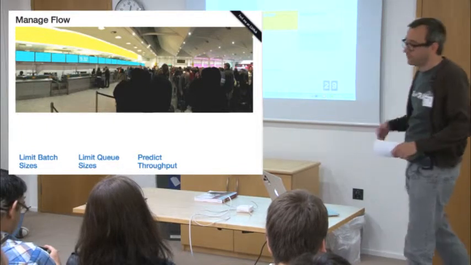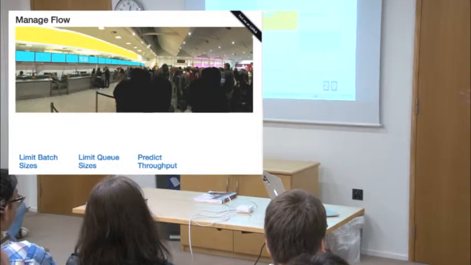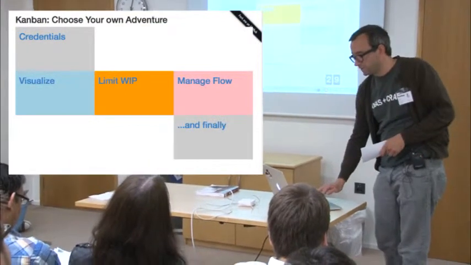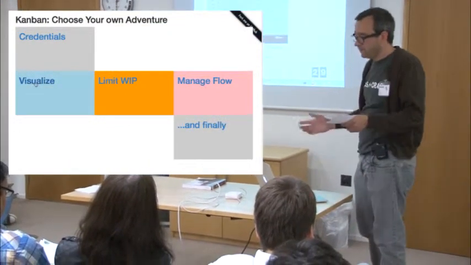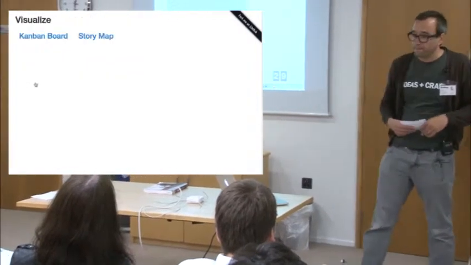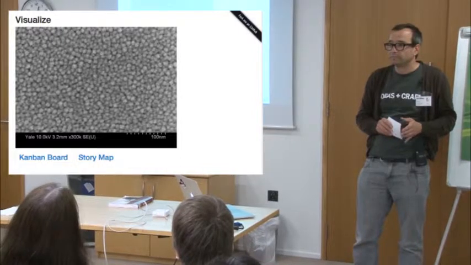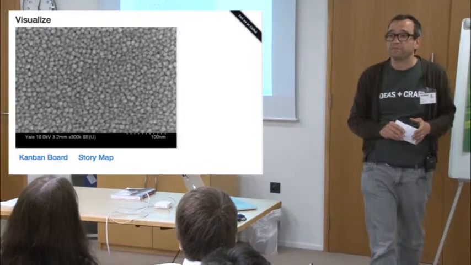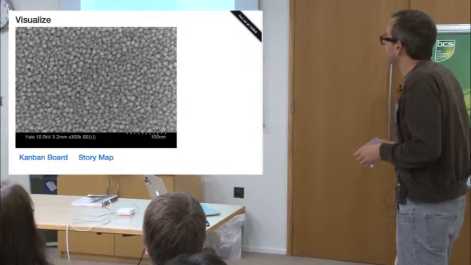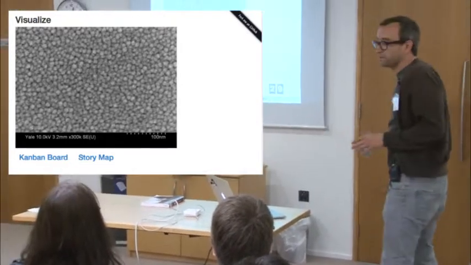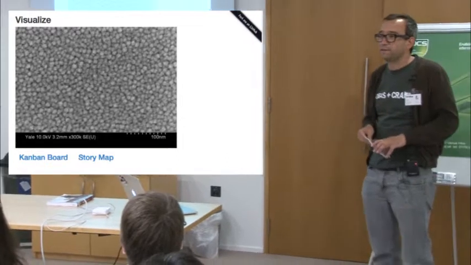So we now have visualise and limit width. Where should we go now? Visualise. So visualise is often the sort of classic starting point for using Kanban. Who doesn't know what this is? Any ideas? Peas. Sorry? Peas. Copper. No. Is something through an electron microscope? Yes. Any advance on that as to what it might be?